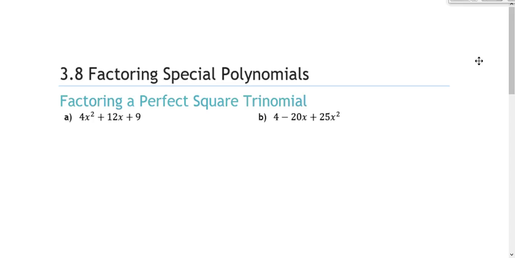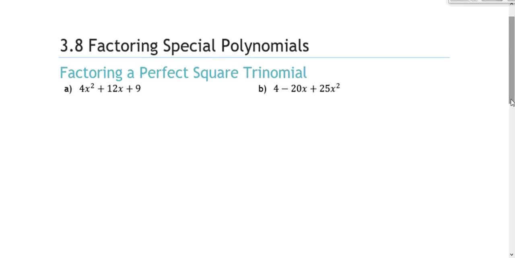Factoring a perfect square trinomial is really interesting in that you are not checking for a lot. You are checking: is this a perfect square, and is this a perfect square? If they are perfect squares, it is a perfect square trinomial. Then all you have to do is take the square root of both of these. You get 2x plus 3, and it's plus because this middle term is a plus, and there's two of them. And you can even check that.